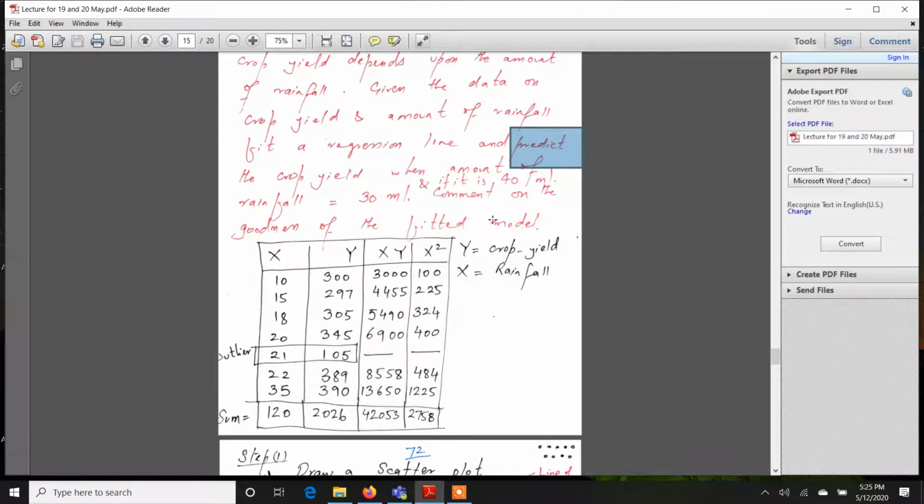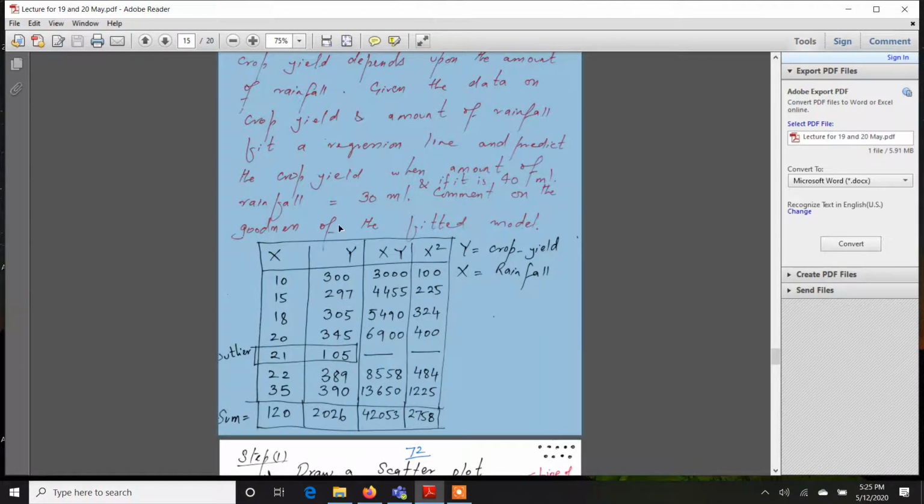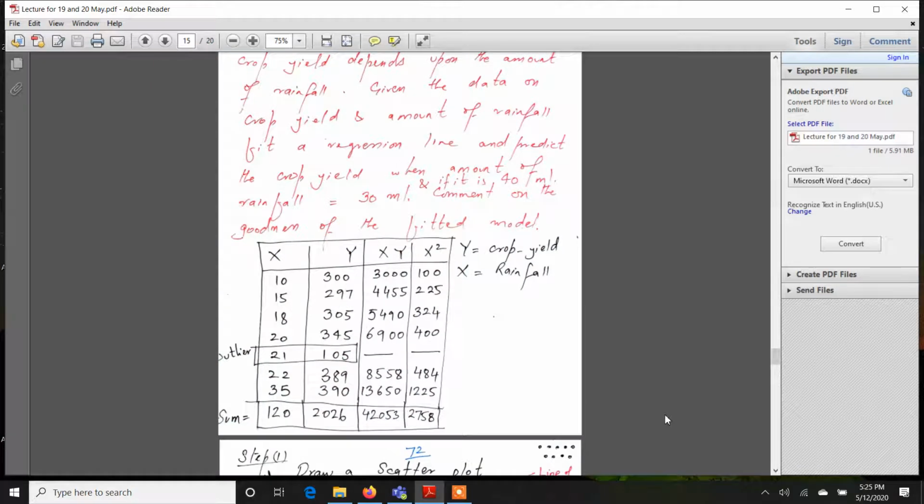These are two separate parts. You have to comment on the goodness of the fitted model. That is how well the rainfall is predicting the crop yield.